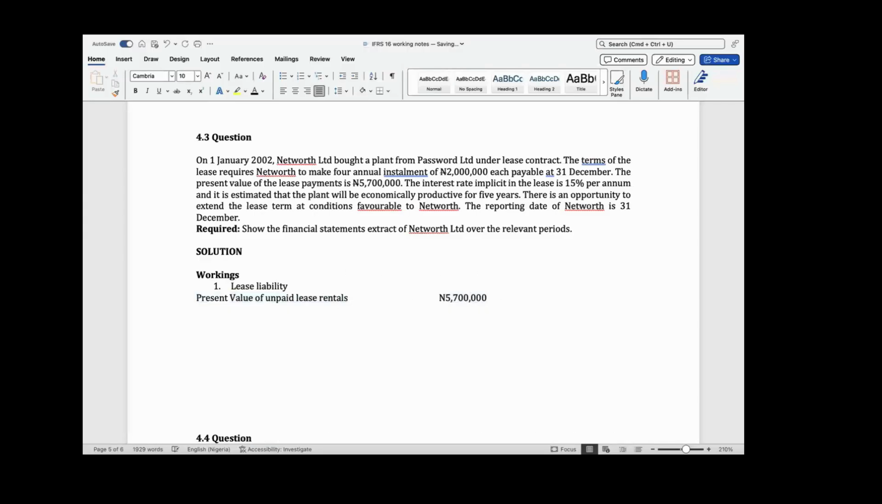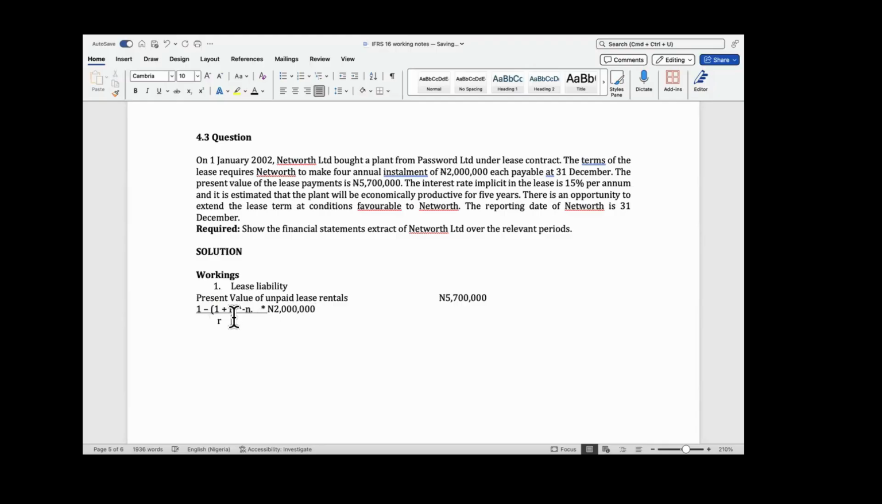You see, if you were not given by the question, then you would have used the annuity formula to get this PV of unpaid lease rentals, which is 1 minus (1 plus R) raised to power minus N, over R. Whatever you get here, you multiply it by the 2 million. That's if you were not given.